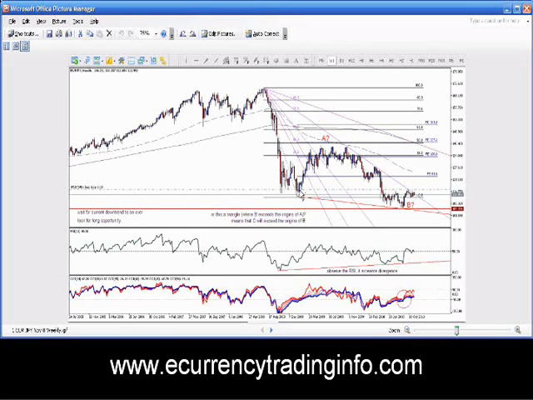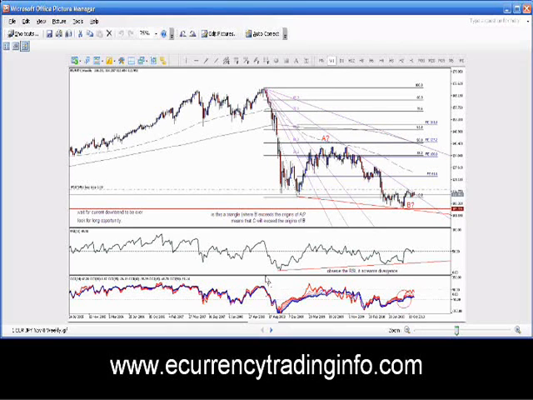Now what do I see here? If this is an A, B, and we are to expect a C, then this is a triangle, an irregular triangle, because the B had exceeded the origins of A, okay, which really means that this leg right here will exceed the origins of B. So it should go higher than that. Okay, so that's another clue.